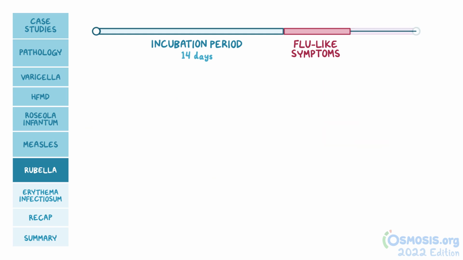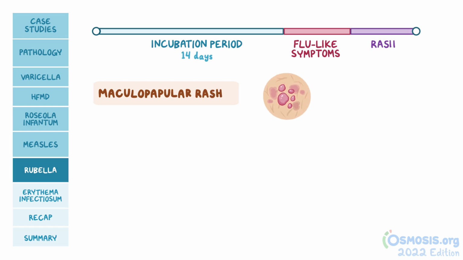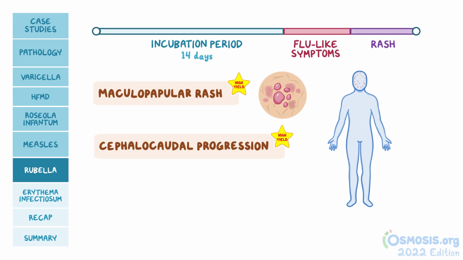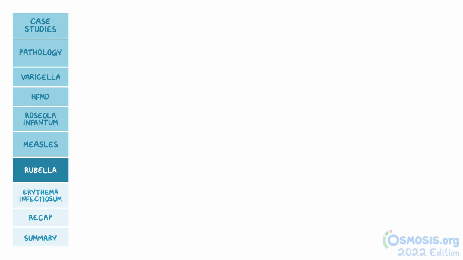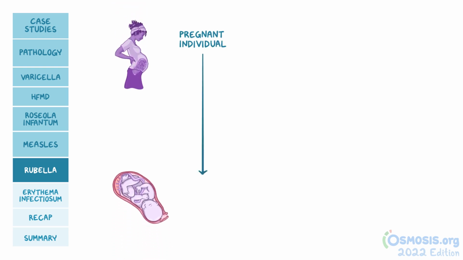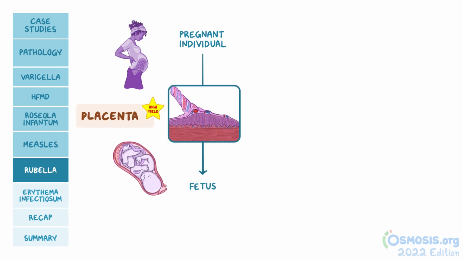At the same time or a few days later, individuals may develop a maculopapular rash that, just like measles, spreads in a cephalocaudal progression, from the face down to the trunk and extremities, but sparing the palms and soles. The rash typically clears up in about 3 days. Now, for your tests, you must absolutely know that rubella can also be transmitted by a pregnant individual to the fetus via the placenta. And that's a high-yield fact.